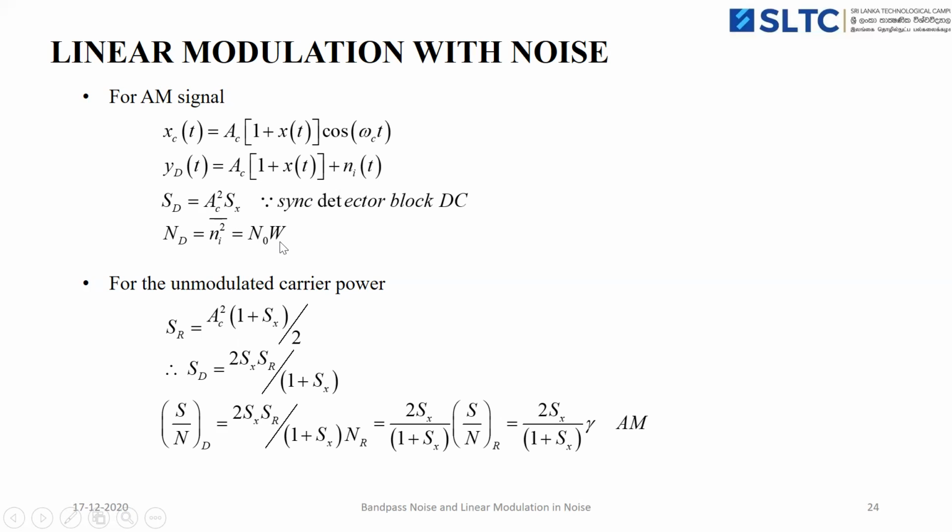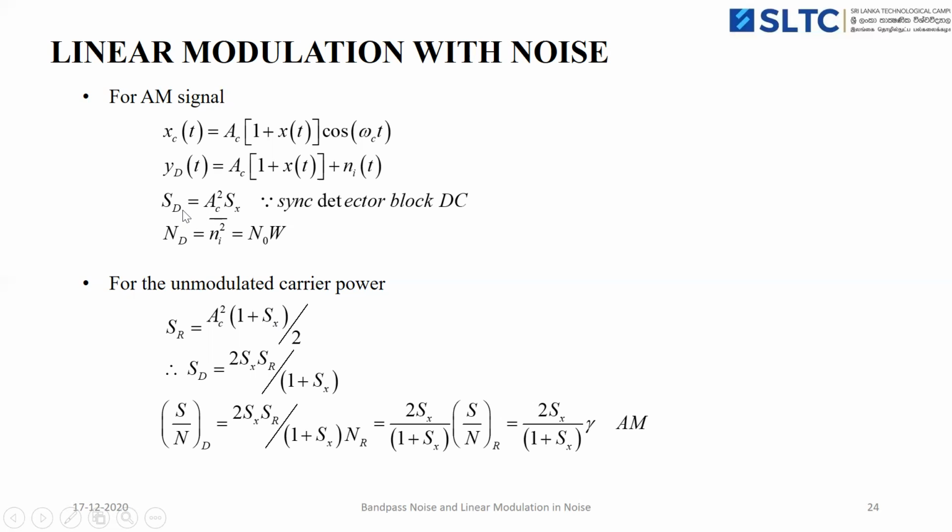So we are getting the signal power at the destination equal to Ac squared Sx, and the noise power ND equal to N0 into W. But for the unmodulated carrier power, the received signal power equals Ac squared into (1 plus Sx) by 2. Here we consider the DC component, so we get Ac squared into (1 plus Sx) by 2, where Sx is the transmit data power. So from this we can see what Ac squared is: Ac squared equal to 2 into SR by (1 plus Sx).